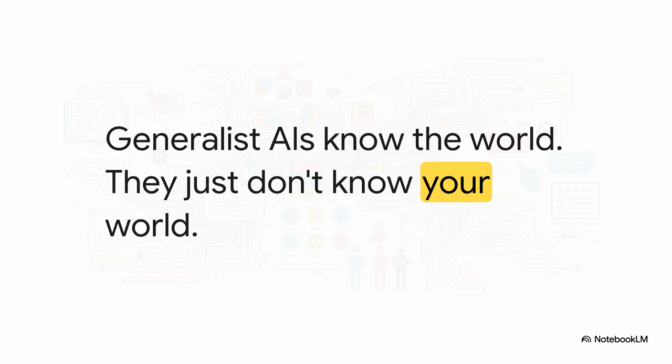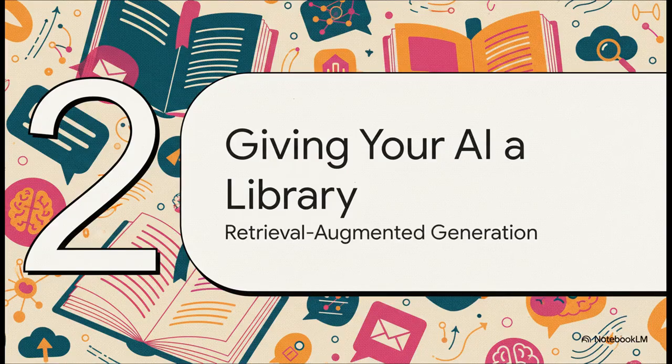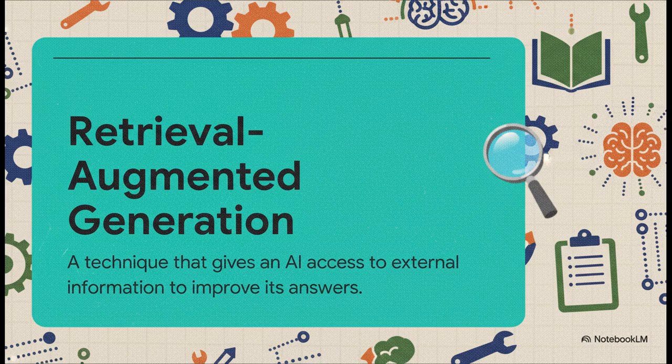So to make them useful, we have to bridge that gap. We've got to introduce our brilliant new apprentice to our world. And the very first step in their training is to give them a library. Okay, so this is our first big technique. Instead of trying to reteach the AI everything from the ground up, we do something much simpler. We just give it access to a curated collection of documents, a specialized library that has all the info it needs for the job. Now, the fancy technical term for this is Retrieval Augmented Generation, or RAG for short.